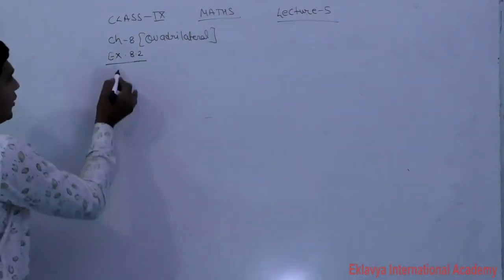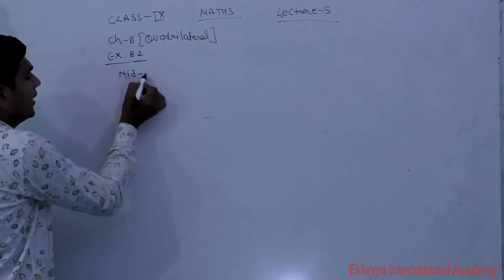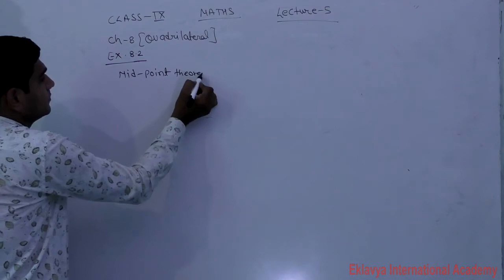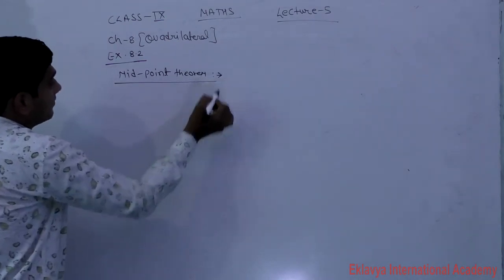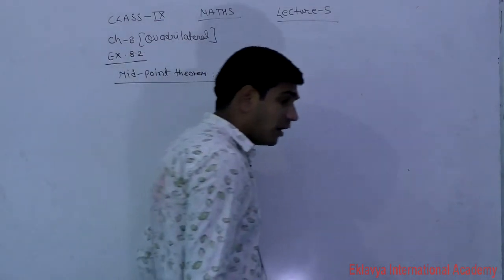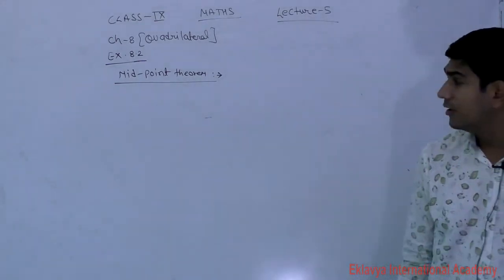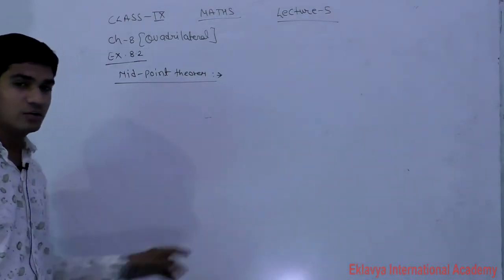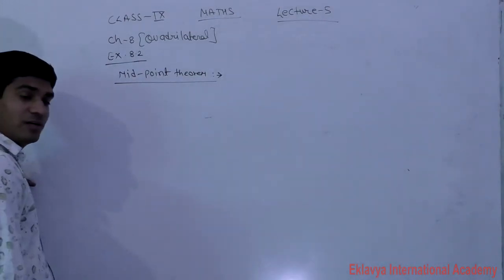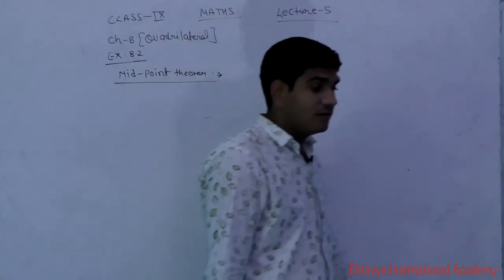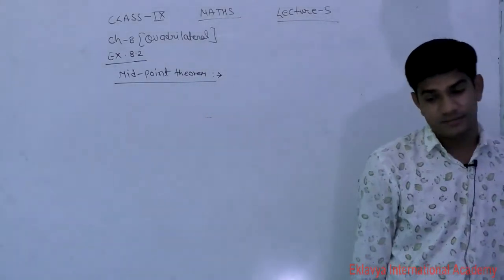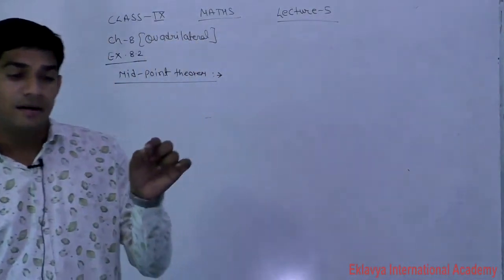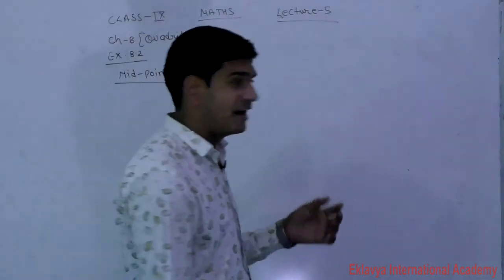In exercise 8.2 is the midpoint theorem. So what is the statement of the midpoint theorem? How will we prove the midpoint theorem? What is given to you in the midpoint theorem? So the statement of midpoint theorem: the line segment which is joining the midpoints of two sides of a triangle is parallel to the third side and half of it.